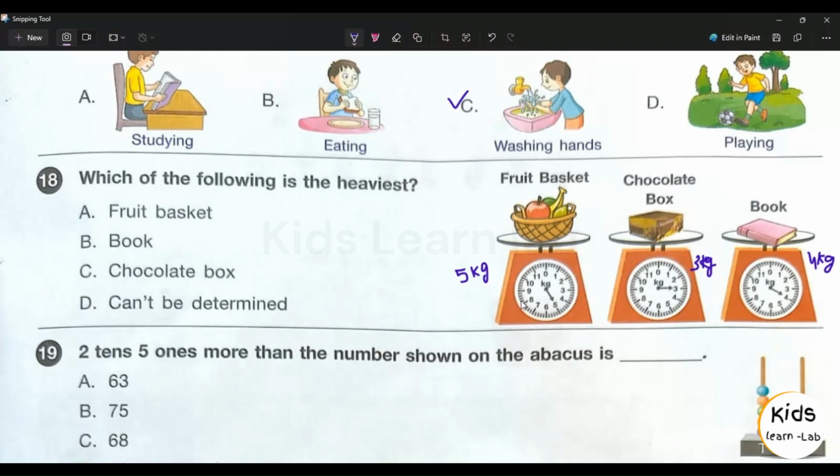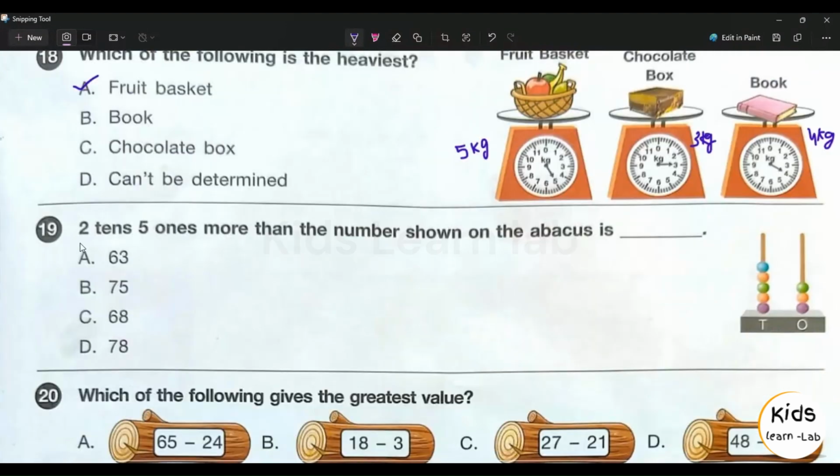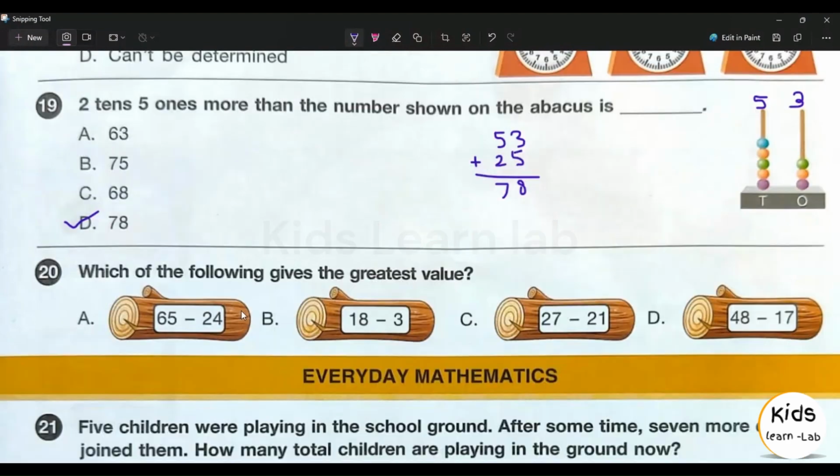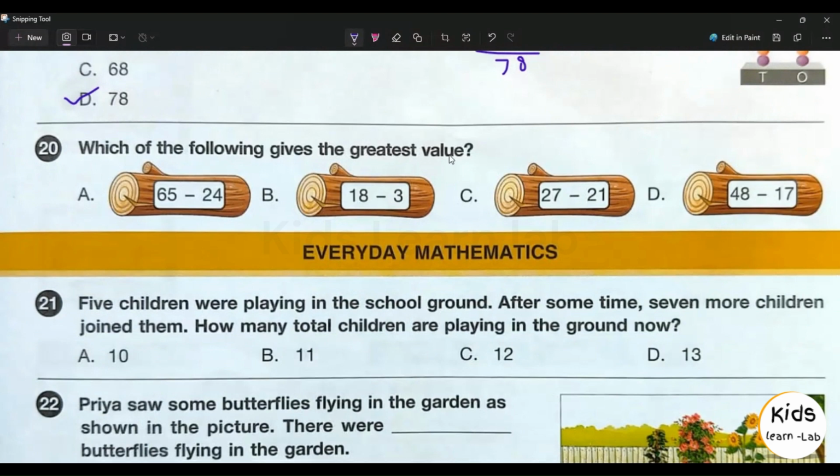19th question, 2 tens, 5 ones more than the number shown on the abacus is dash. On the abacus, ones place is 3, tens place is 5. So 53, plus 2 tens, 5 ones. 5 plus 3 is 8, 2 plus 5 is 7, so 78. Option D is the right answer.